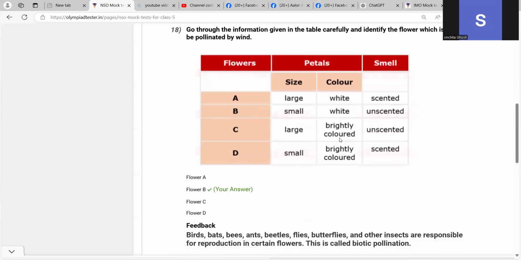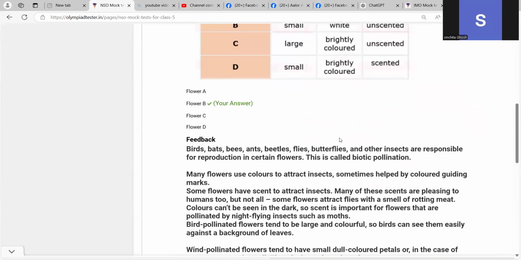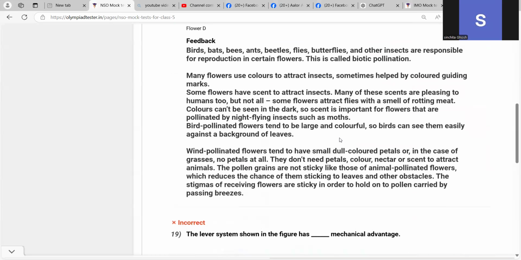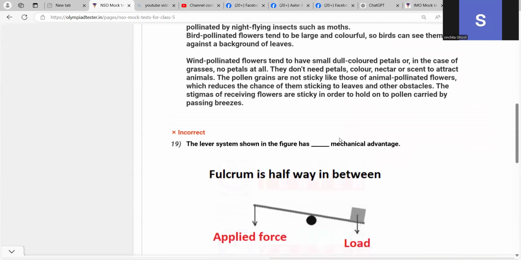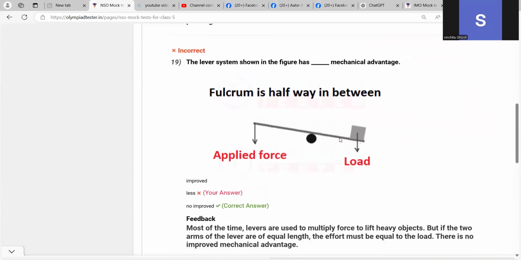Now, number 18, you have done it correctly. Then we move to number 19. The lever system shown in the figure has dash mechanical advantage. This is the applied force, this is the load given here. So which one is the correct answer?